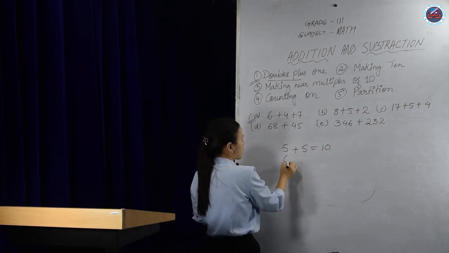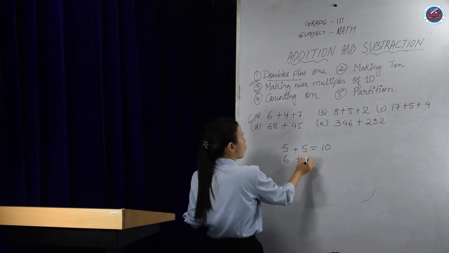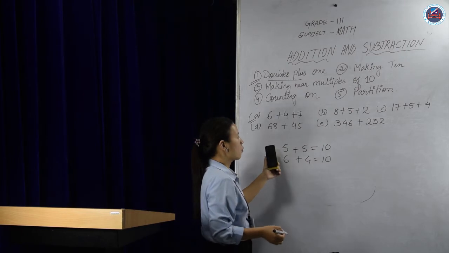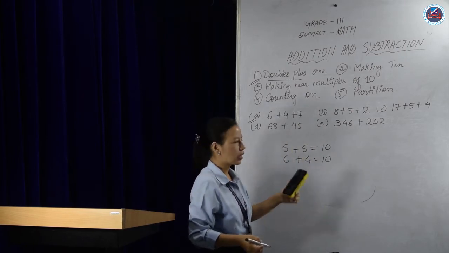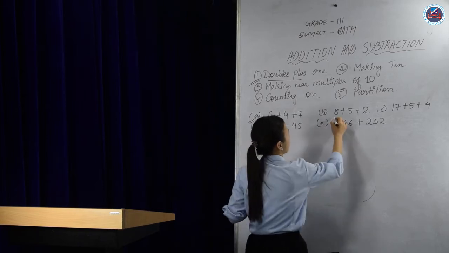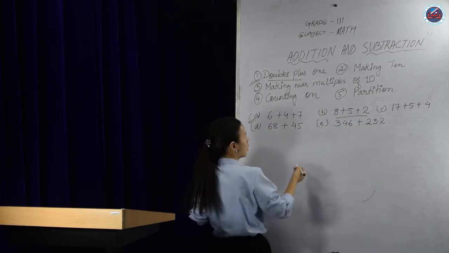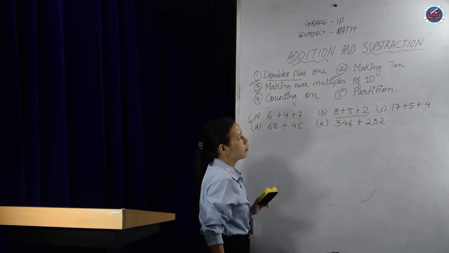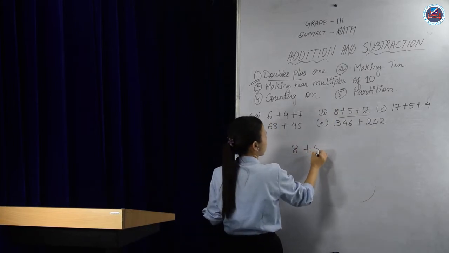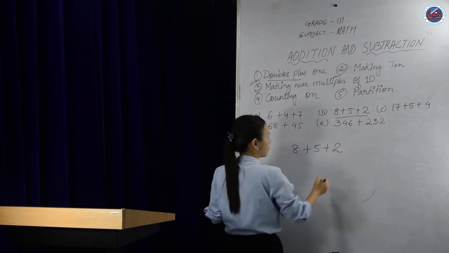And if I take 6, I need 4 more to make it 10. So this making 10 strategy is, we have to find 2 pairs of numbers that is equal to 10. So we will add these 3 numbers, using this strategy that is making 10. So 8 plus 5 plus 2.